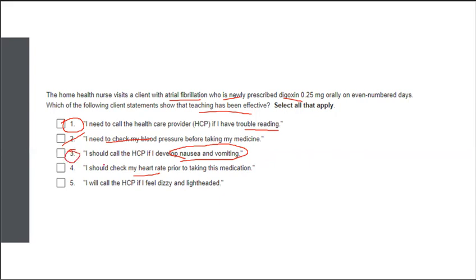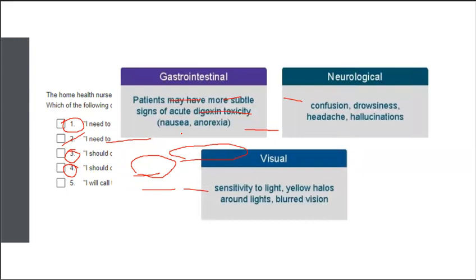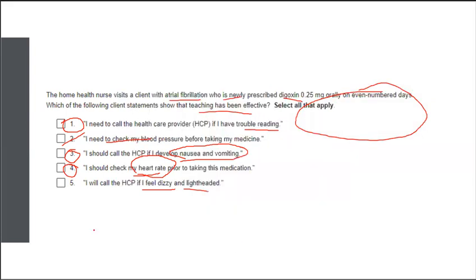How about number 4? I should check... so we already said that you want to check your apical heart rate, and again for an adult, if it's less than 70, you want to withhold the medication. So this tells me he understood my teaching. And if he says I should call the healthcare provider if I feel dizzy and lightheaded, again, this could be signs of those neurological symptoms we talked about. So we said the patient could have neurological symptoms like confusion, drowsiness, headaches, and hallucination. So I'm going to select option 5, and those would be my correct answers.